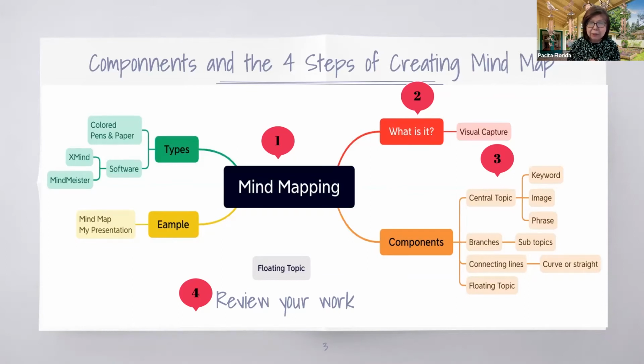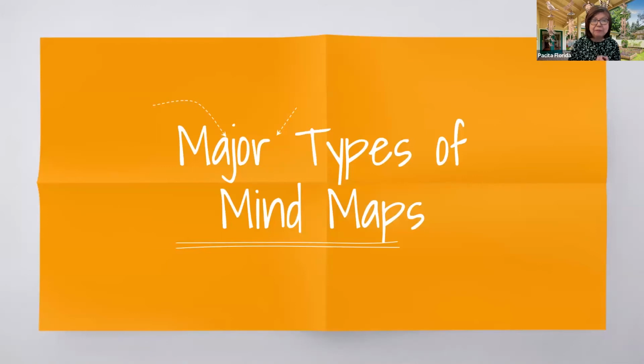If you can see, there is a floating topic right there. Now, I call this my parking lot. Okay. This is where I put something that I don't think matches or is related to any of the components, but then if I find out later on that it is, I can just move this floating topic anywhere where it belongs. Okay. Now remember, there's no incorrect shape for a mind map, and yours will likely have its own unique organic shape. Okay. Now let's go to the next slide, major types of mind maps.